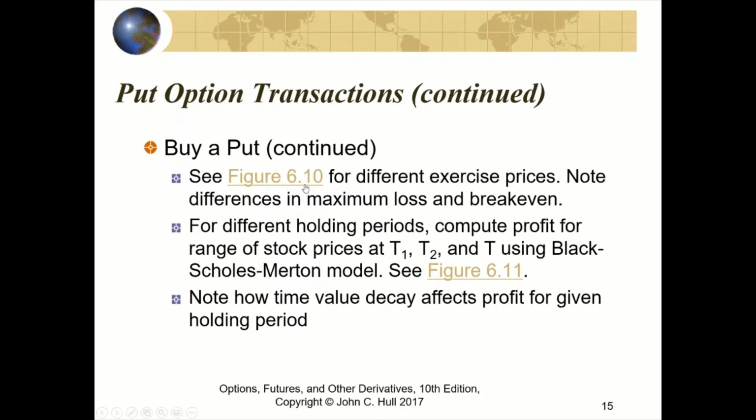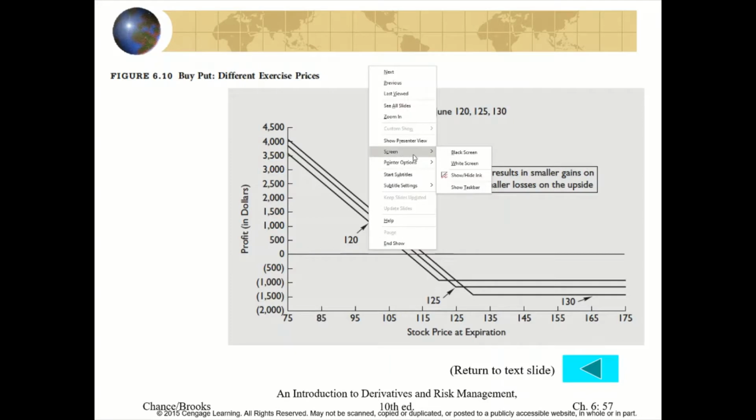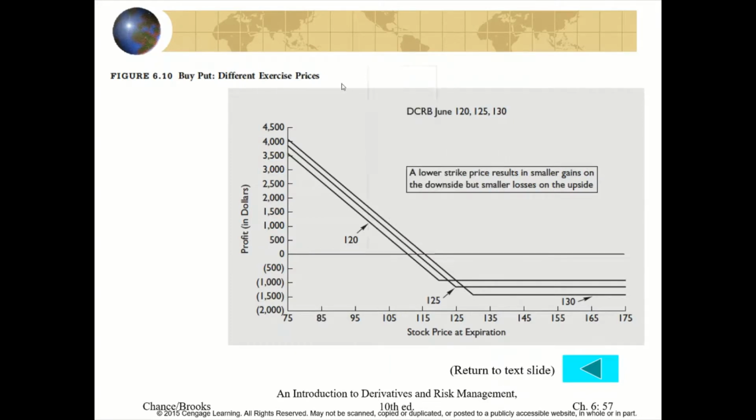What is the effect of choosing different strike prices? In the case of a put option, we have to look at the intrinsic value for a put option. So the intrinsic value is basically the maximum between K minus S and 0.